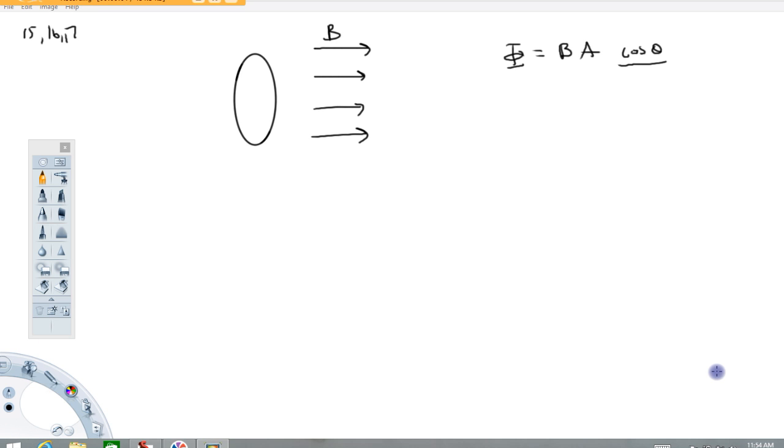I'm going to spend some time here talking about problems 15, 16, and 17 on the Unit 5 homework over magnetism and induction. Alright, well first of all let me talk a little bit about magnetic flux.